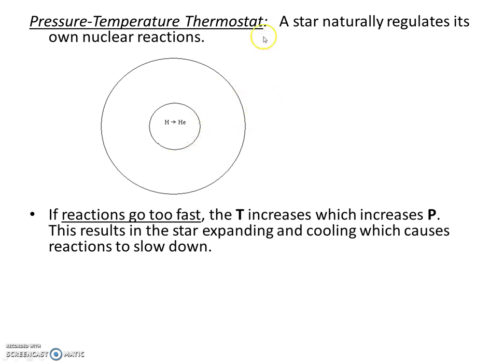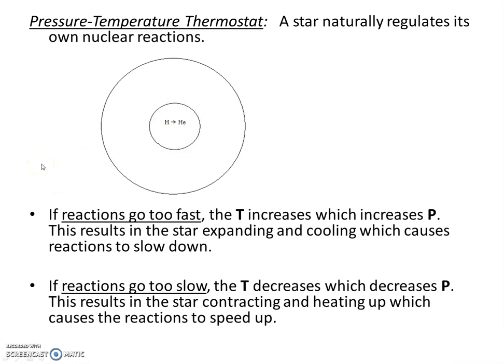So that will heat up the core of the star, and the core of the star will then produce more nuclear energy because of the higher temperature, and everything is then back to normal. So if the reactions go too slow, the temperature decreases, which decreases pressure. This results in the star contracting and heating up, which causes the reactions to speed up. So the star, in other words, finds its comfort level.